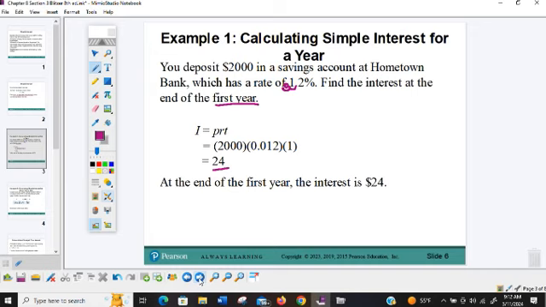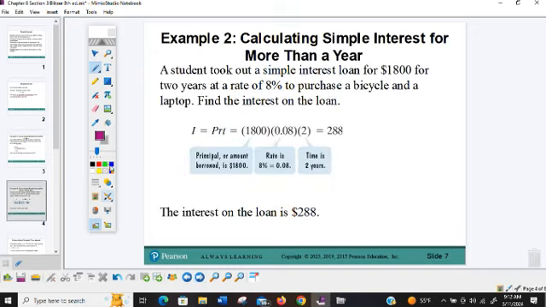Let's look at another one. A student took out a simple interest loan for $1,800 for 2 years at a rate of 8%. Okay, so we're doing 2 years, 8%, and the principal was $1,800. To purchase a bicycle and a laptop, find the interest on the loan.